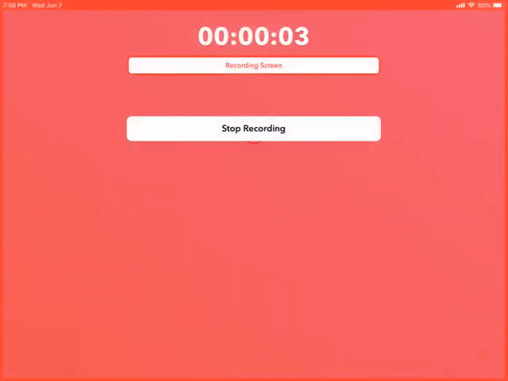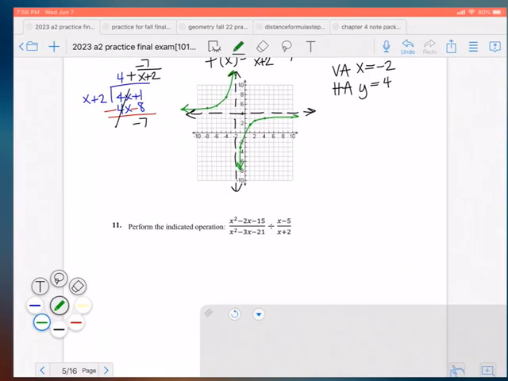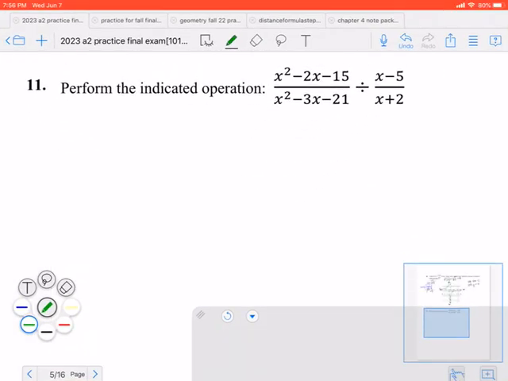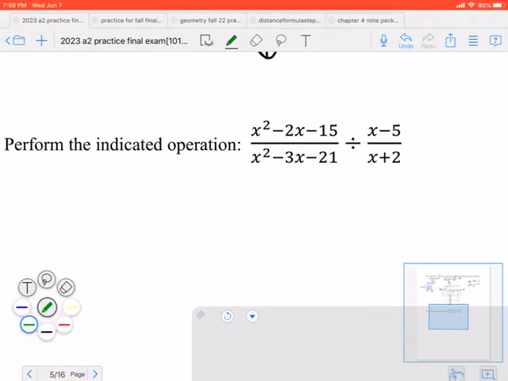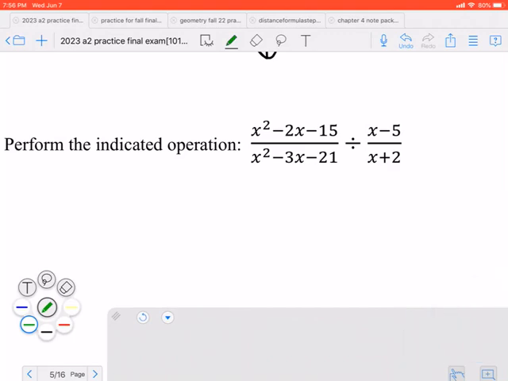All right, part 2. Number 11, we've got division. Skip, flip, and multiply. I've got to factor everything that can be factored.